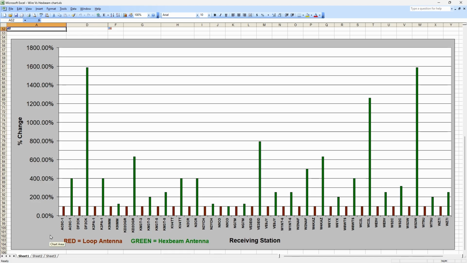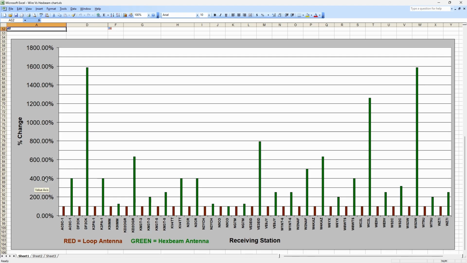But anyway, this is percentage. So for example, we have a signal here that's 100% from the loop. Every loop reading will be 100%. That's our baseline. So then that station again on the hex beam is going to read out a percentage of the signal strength. And in the case of this one, it's 398%. Now, where did I get that? Well, think of it as 400. That's just rounding errors.